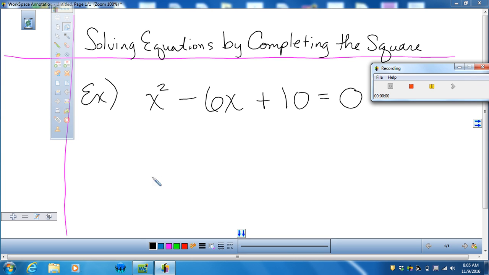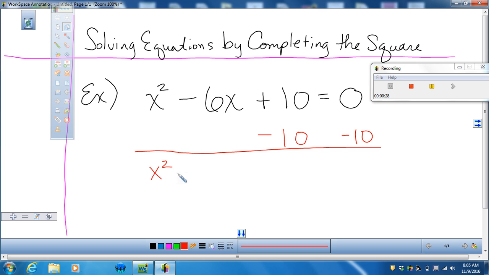Here's an example about solving equations by completing the square. We've done this before, so this is just kind of a review. We've got x squared minus 6x plus 10 equals 0. Remember that the first step is to get rid of the 10, so we just have the x squared minus 6x over here.